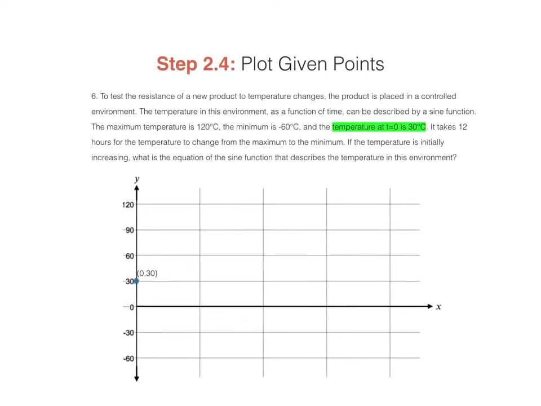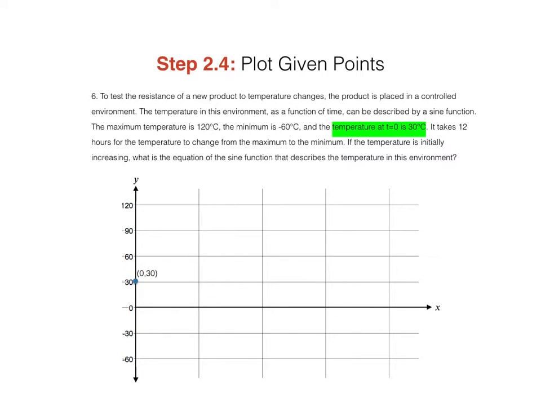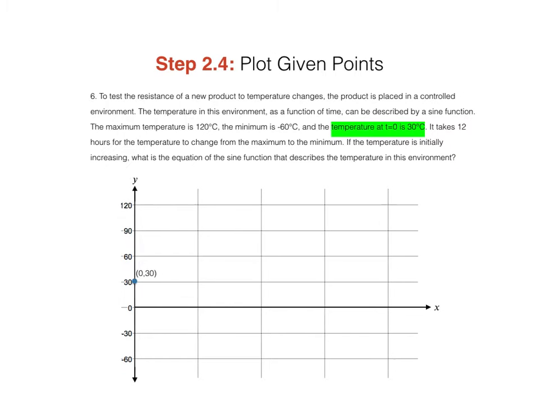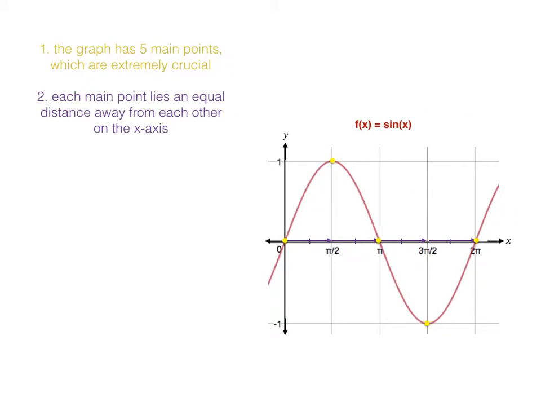Step 2.4. Plot given points. From the information given, we can already determine a point. When time is at 0, the temperature is said to be at 30 degrees Celsius. Therefore, we can plot the point (0, 30). To determine the next points to plot, we must first look back at the graph of f(x) = sin x.